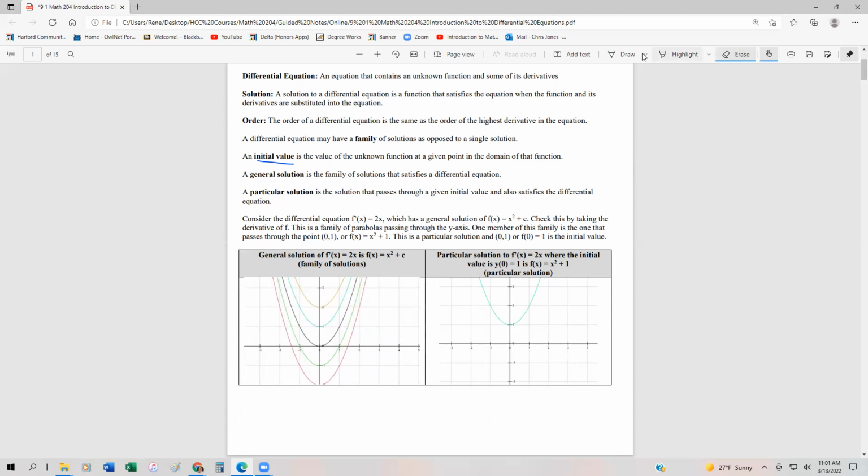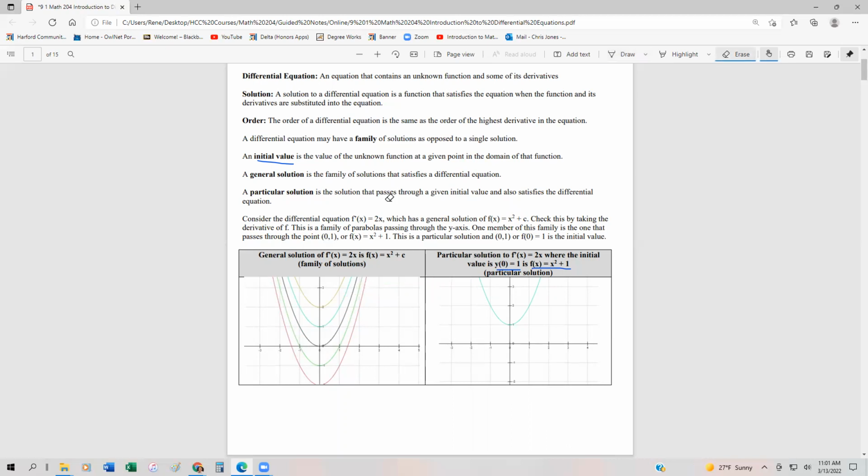But of course, there's more than that. There's a parabola right here if we were to graph it, and there would be one right here, but we just don't do it because it would get really cluttered. So we just graph a few of them out of convenience. A single member of this family would be at the point (0, 1), and that's a particular solution, x squared plus 1. Notice that the particular solution is a single member of the family of solutions.